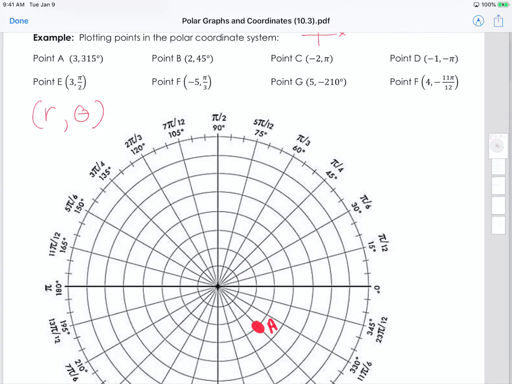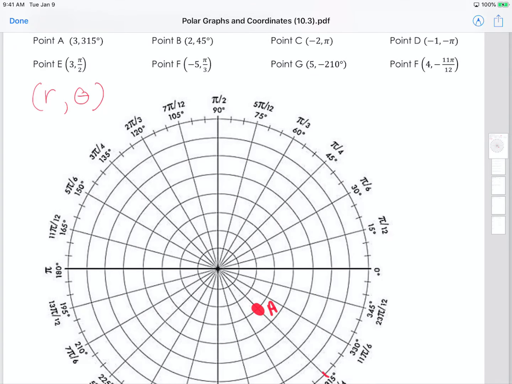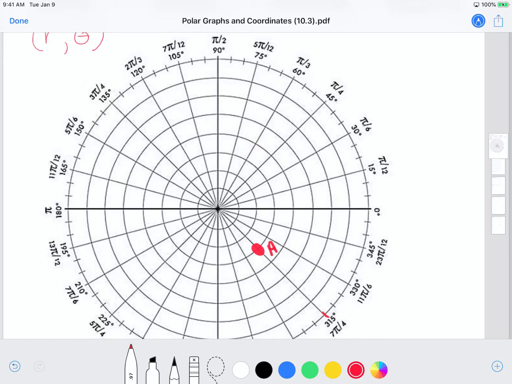For point B, we're going to swing open to 45 degrees and come out 2 units. Here's 45 degrees right here. I'm going to swing open 45 degrees and come out 2 units. 1, 2. So that's my point B.